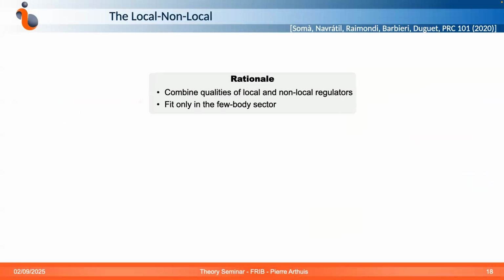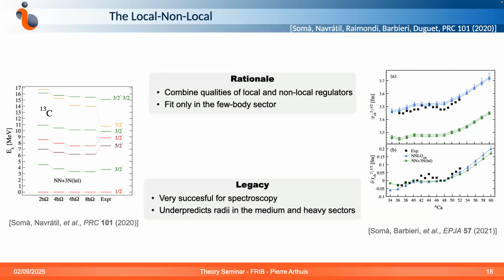We shall see. And final one, if I remember correctly, the local non-local interactions that wanted to combine qualities of local and non-local regulators. I won't go into the detail. It's fit only in the few-body sector. It's used a lot for spectroscopy of low-mass nuclei. Works not too badly in the medium and heavy sector, but tends to underpredict radii. So your green curve here with respect to the black dots.